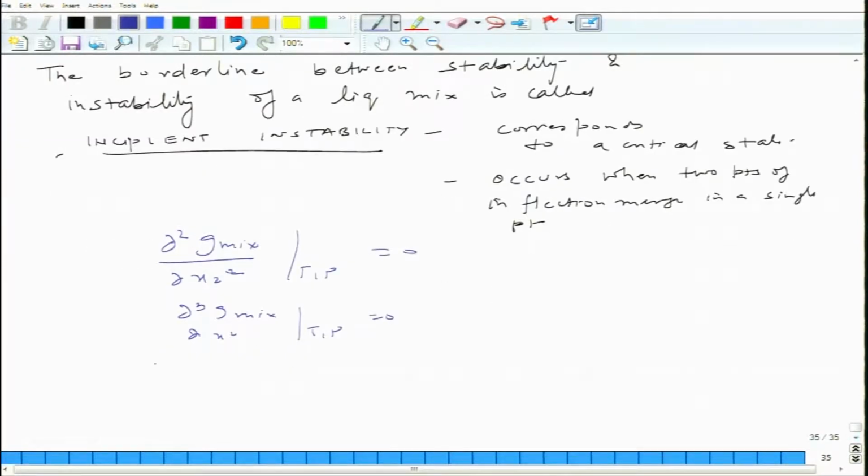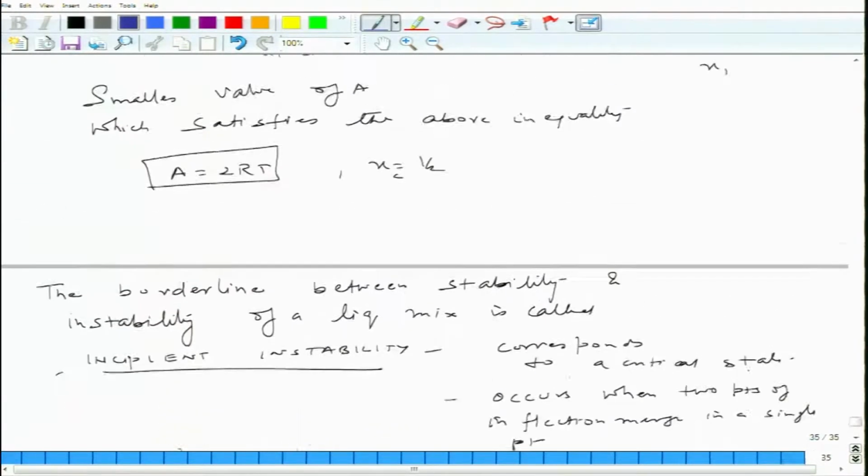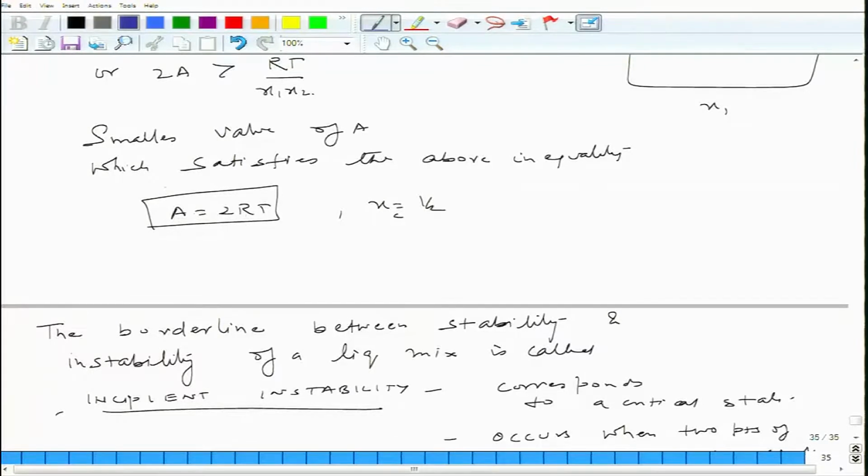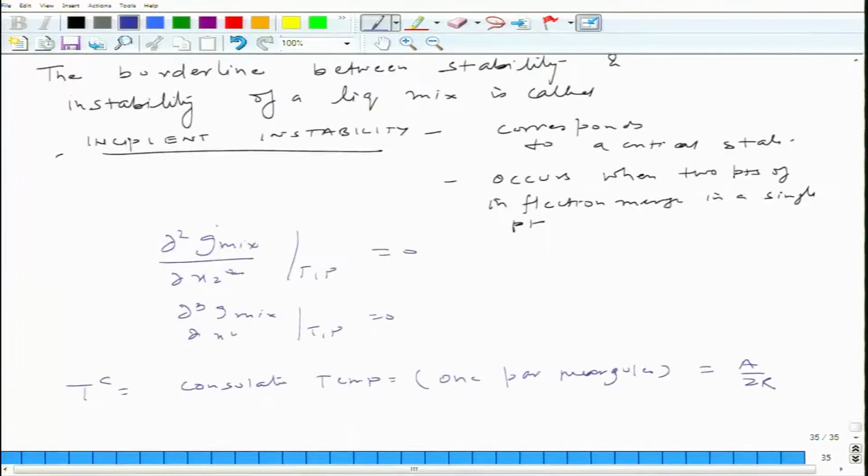Now in this case the consolute temperature is another variable which we would like to emphasize. For example Tc, which we call the consolute temperature. Okay, for the one parameter Margules equation it is given by A by 2R. So recall that this was the minimum value of A. So the T which corresponds to such a thing would be the critical temperature, which in this kind of system we call the consolute temperature.